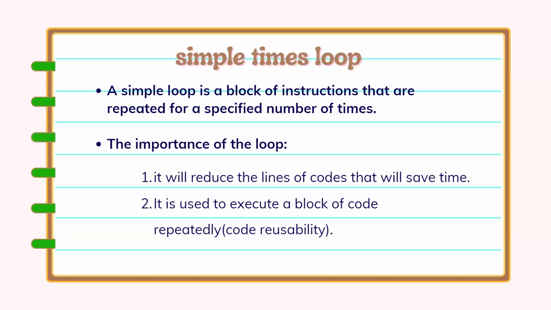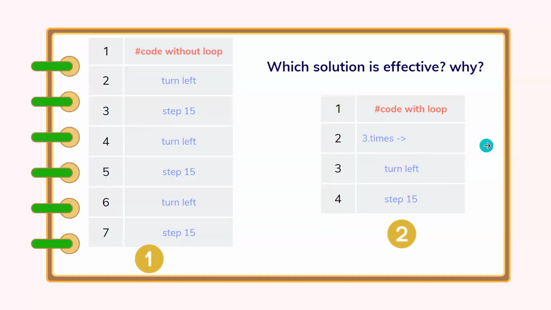The simple loop is a block of instructions that are repeated for a specific number of times. The advantage of a loop is it will reduce the lines of code, and that will save time. The shorter the code, the more time you save, right? It is used to execute a block of code repeatedly.